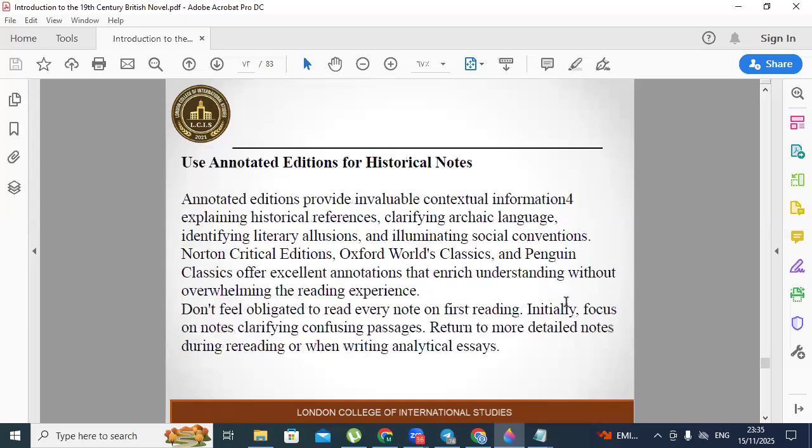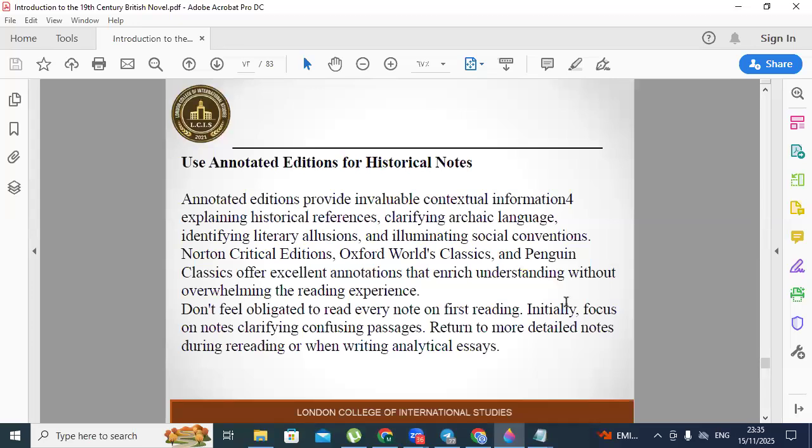Use annotated editions for historical notes. Annotated editions provide invaluable contextual information, explaining historical references, clarifying archaic language, identifying literary allusions, and illuminating social conventions. Look for Norton Critical Editions, Oxford World's Classics, and Penguin Classics for excellent annotations that enrich understanding without overwhelming the reading experience.